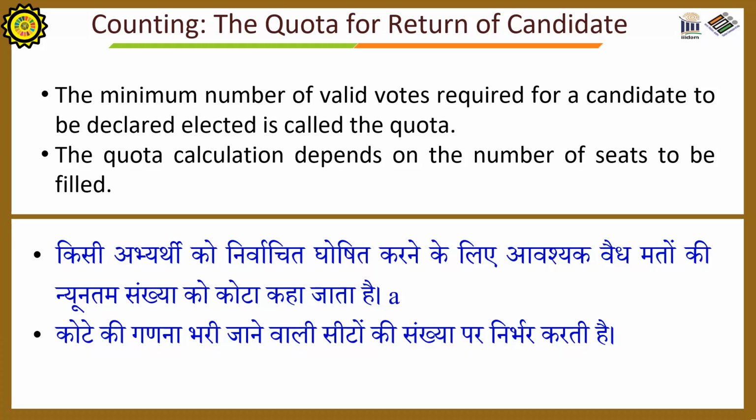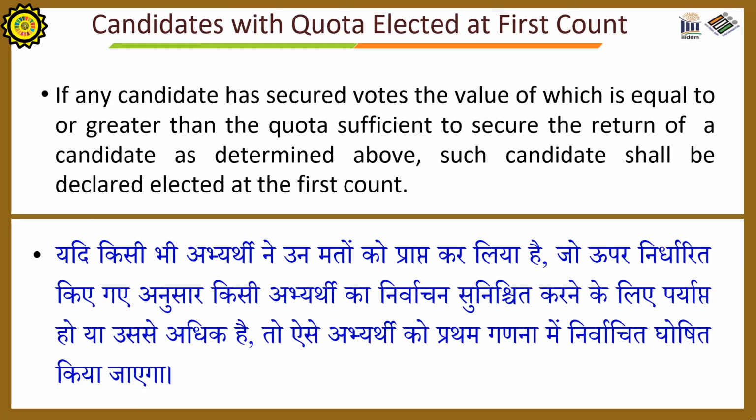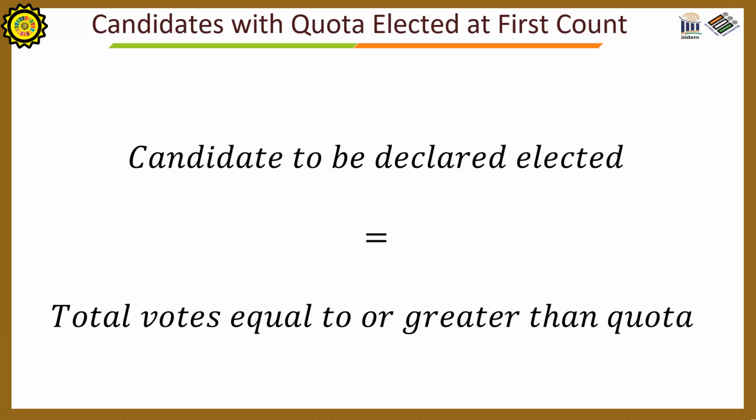The minimum number of valid votes required for a candidate to be declared elected is called the quota. The quota calculation depends on the number of seats to be filled. If any candidate has secured votes, the value of which is equal to or greater than the quota sufficient to secure the return of a candidate as determined in the previous slides, such candidate shall be declared elected at the first count. So the candidate will be declared elected if the total value of the votes of that candidate is equal to or greater than the quota.